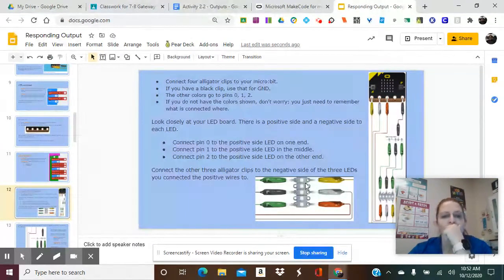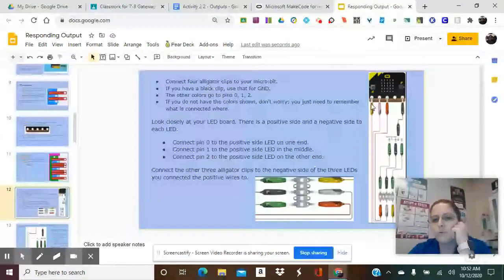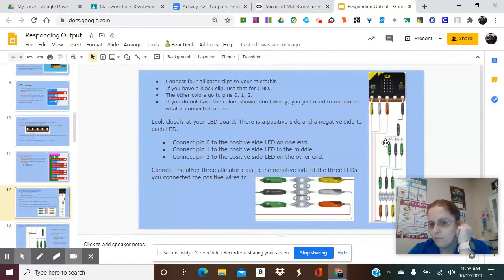All right. And then you're going to connect the other 3 alligator clips. So 3 go to your board, 0, 1, 2, and then the other 3 are going to go to the wire.